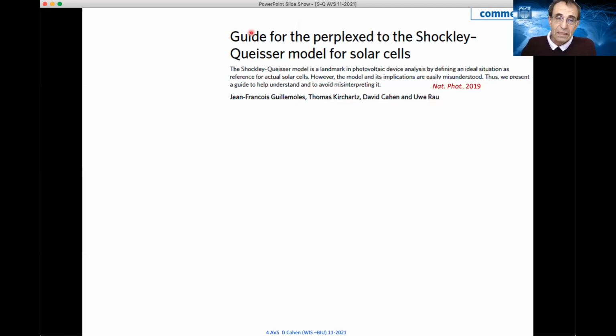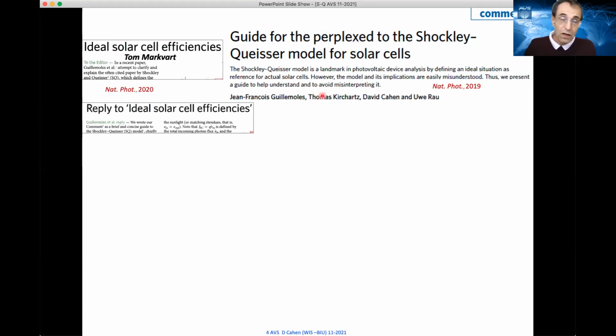Guide for the Perplexed is the name of a rather famous book by a medieval philosopher, Maimonides. And Maimonides wrote it in order to explain certain theological issues in a way that the common people could understand it. And it was something where he had a nice goal, but he was aware, and wrote about it, that probably the experts will not be happy. And lo and behold, within a year, one of the great experts, undoubtedly Thomas Kirchartz, was not happy and wrote a comment on our comment, to which we replied and defended ourselves that whatever we wrote was correct.